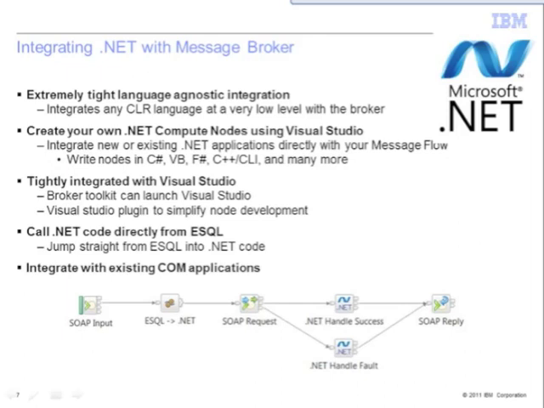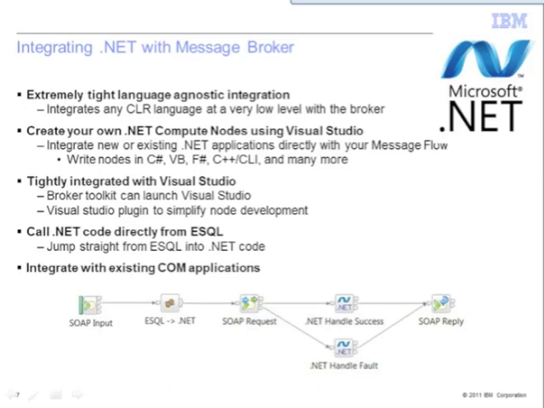So we're moving on now to integrating the .NET support with Message Broker itself. And as it says here, we provide extremely tight language-agnostic integration. So what does that mean? Well, it means that we've taken that CLR and we've hosted it inside the Message Broker itself. And we allow you to create your own compute nodes using Visual Studio itself to write your transformation logic and to host your .NET applications inside the message flow itself.